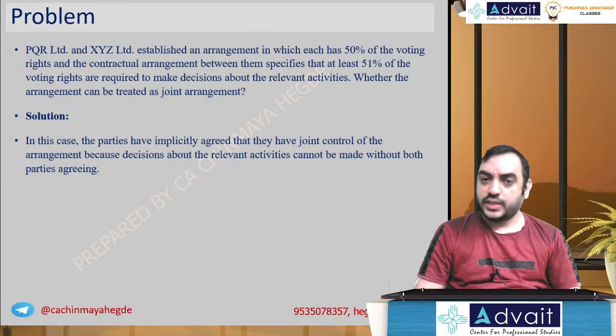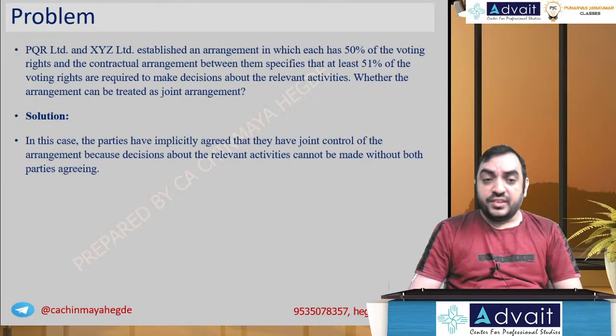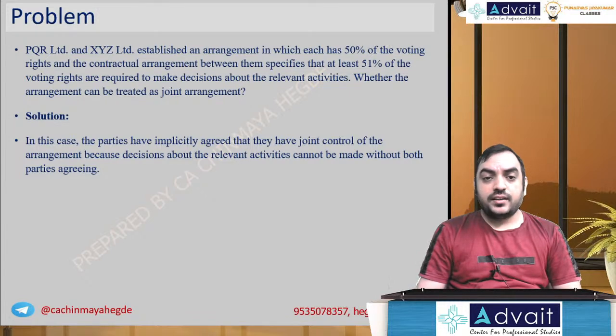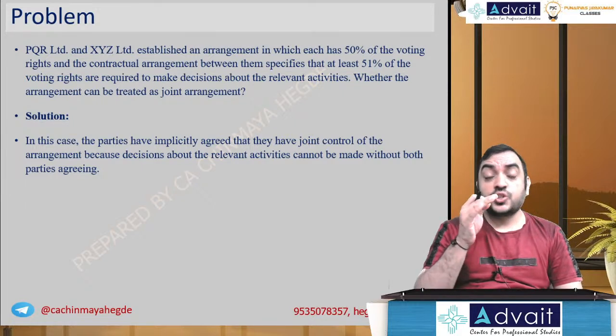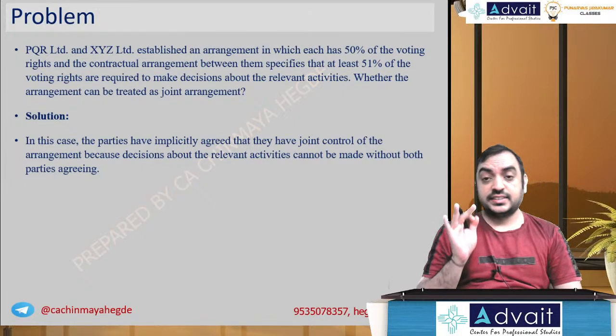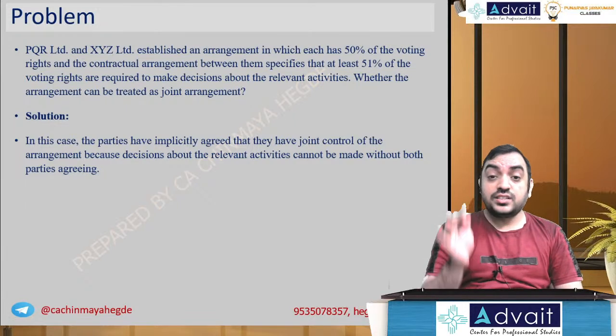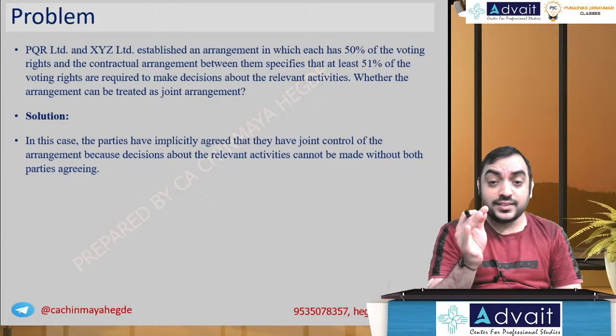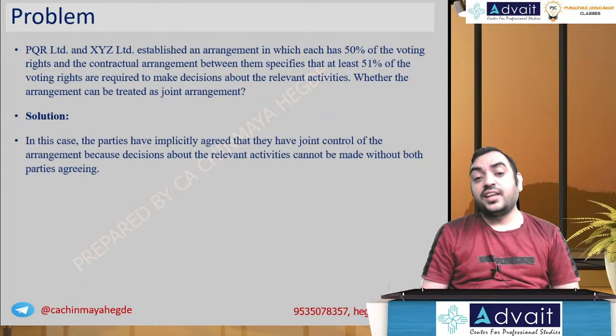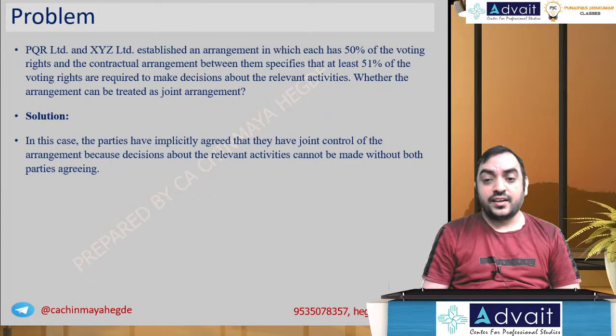Moving on to the next one. PQR Limited and XYZ Limited established an arrangement in which each has 50% of the voting rights, and the contractual arrangement specifies that at least 51% of the voting rights are required to make the decision about relevant activities. Whether the arrangement can be treated as joint arrangement.